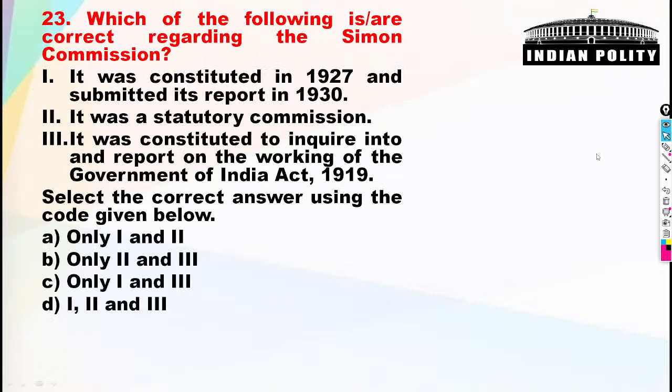Which of the following is correct regarding the Simon Commission? It was constituted in 1927 and submitted its report in 1930. It was a statutory commission. It was constituted to inquire into the working of the Act of 1919. All of them are correct. And I told you why it was called statutory, because it was established under an Act. So both 1 and 2, that is D.